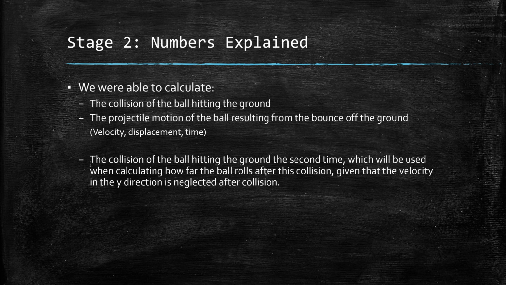So what do all these numbers mean? Well, as you just saw, we were able to calculate the collision of the ball hitting the ground and the projectile motion of the ball resulting from the bounce off the ground, which is the velocity, displacement, and time. We also calculated the collision of the ball hitting the ground the second time, which we will use when calculating how far the ball rolls, and which we will need for stage 3 in order to figure out how long it takes and how far the ball will go before coming to a complete stop, assuming that y velocity is ignored after this second bounce.